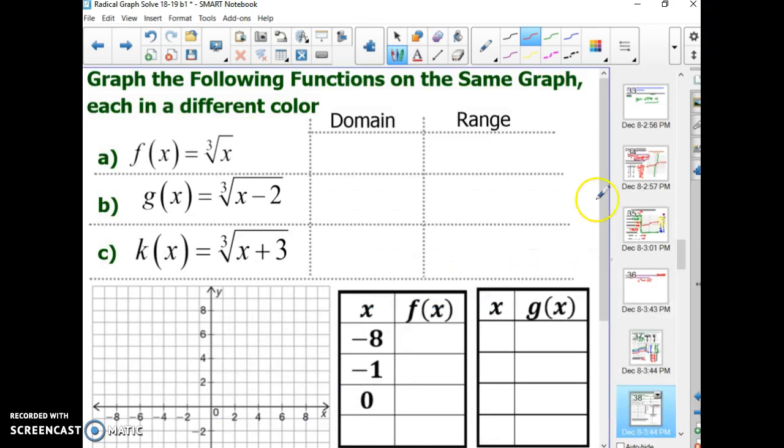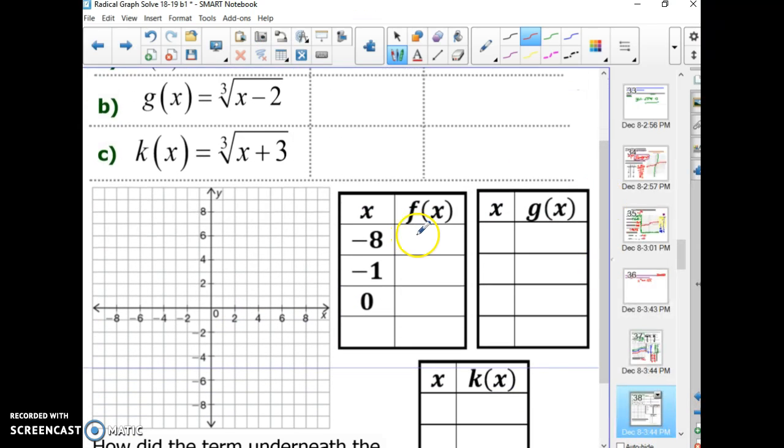So my parent function, set up to go: -8, -2; -1, -1; 0, 0; 1, 1; and then I have 8, 2. And you guys have that in your notes. I don't have it up on my slide, so let's go plot that. -8, -2, -1, -1, 0, 0, 1, 1, 8, 2. So I curve up, and then I curve what? Down.